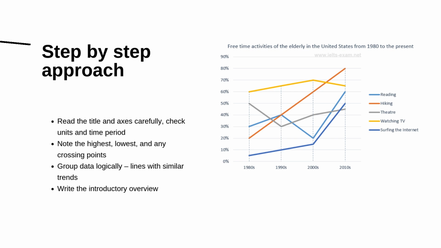So here is our step-by-step approach. First, read the title and axes carefully. Check the units. What do they represent? Don't talk about just the numbers. Tell us what the numbers are and look at the time period. Second, note the highest, lowest, and any crossing points so you identify similarities. Third, group the data logically, such as years with similar trends or lines that move together. And finally, write your overview before the details so the examiner sees you understand the big picture.